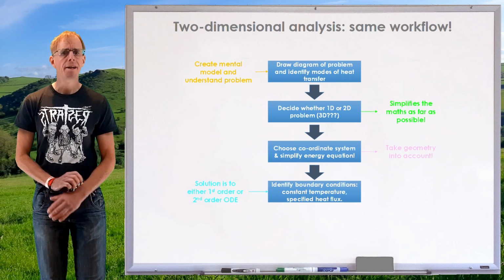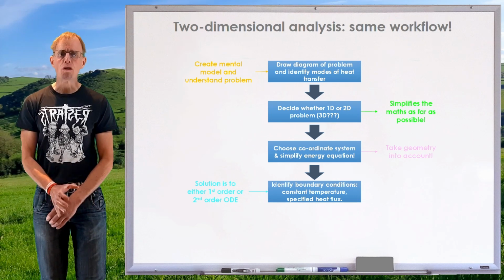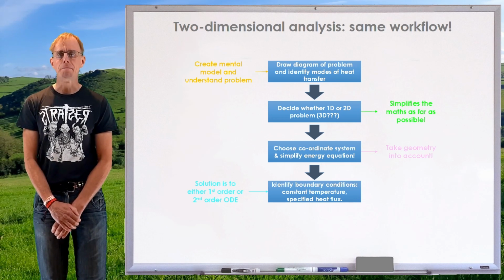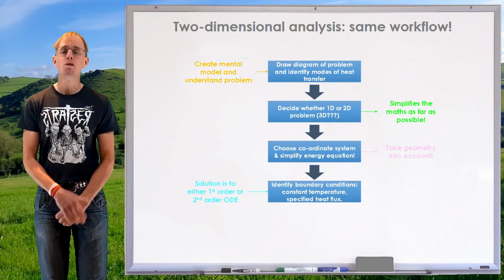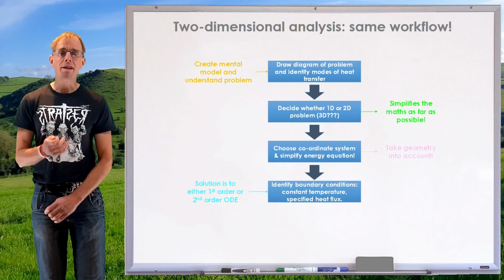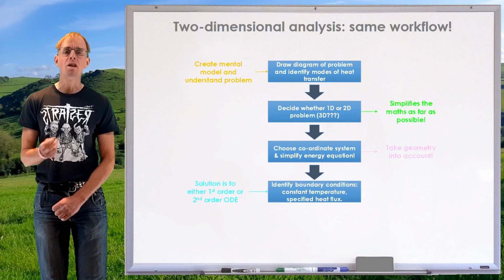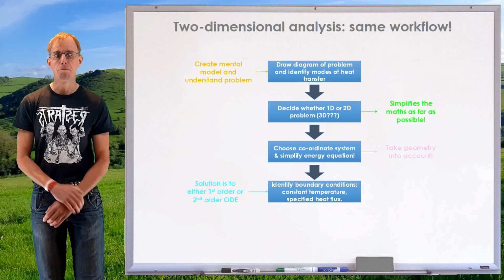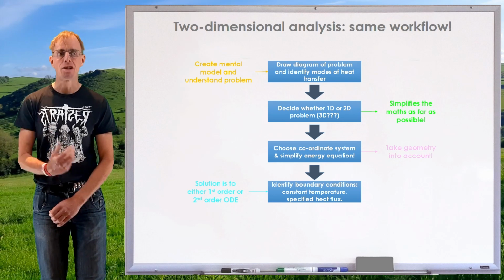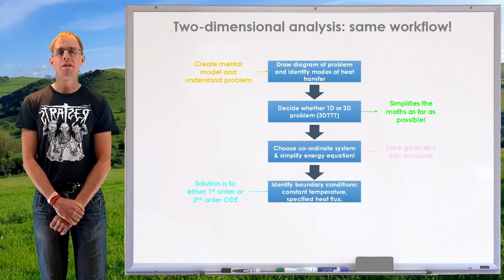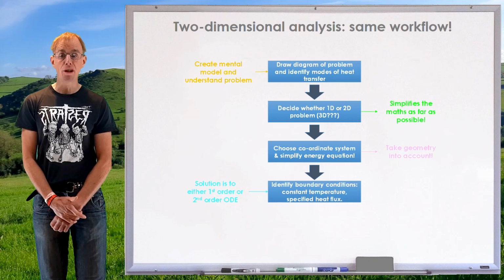The first step, a really important step: draw a diagram, sit down, think about the problem and understand it. Identify the various modes of heat transfer that are likely to be present, and then try and understand if any of those are dominant. For example, you might have a convection dominant problem, or you might have an advection dominant problem, in which case it can greatly simplify the kind of heat transfer solution you're looking for.